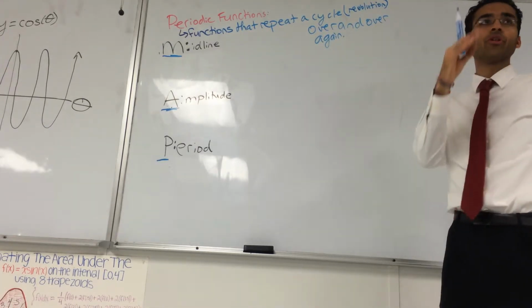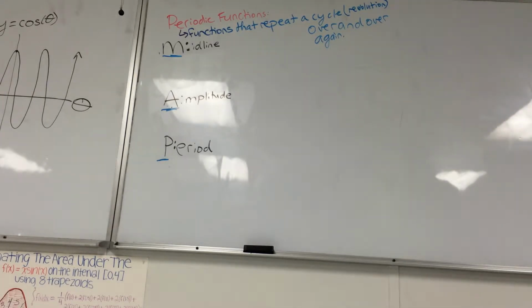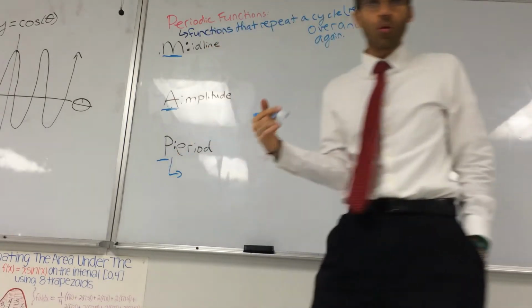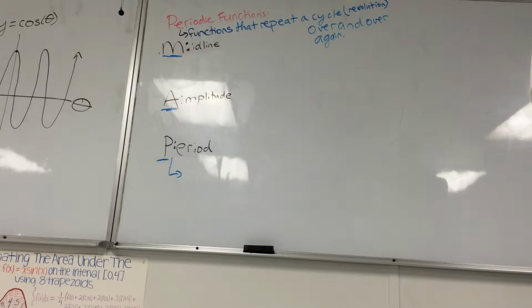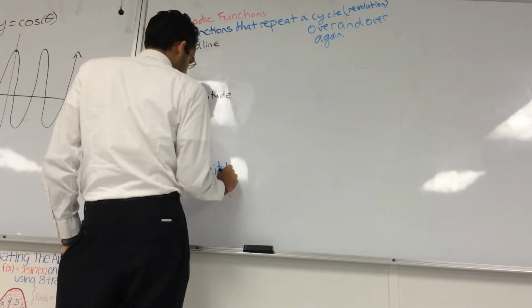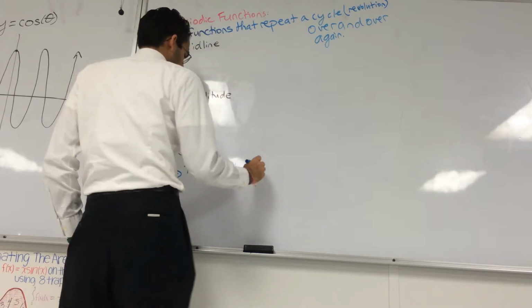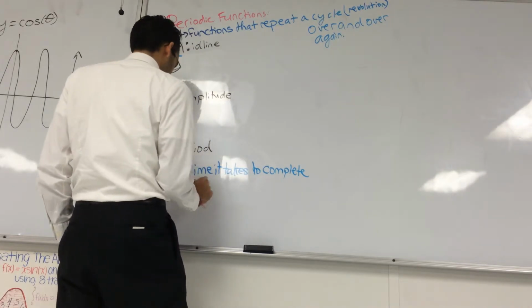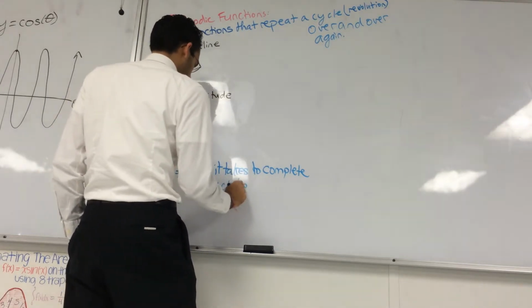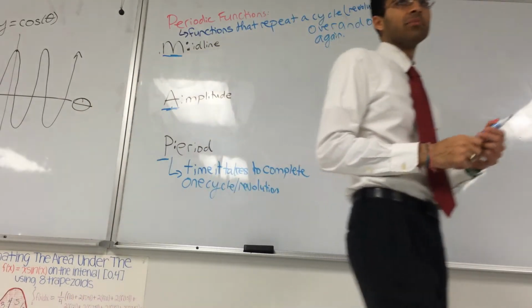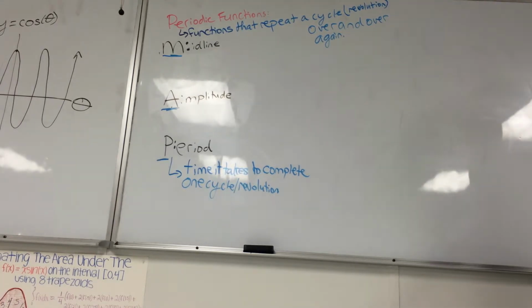Midline, amplitude, and period. These are the 3 things we have to remember about periodic functions. So what do these all mean? Let me start with the period. Period is the, and I'll say it in words, then I'll write it, the time it takes to complete one revolution or one cycle. The time it takes to complete one cycle or revolution.